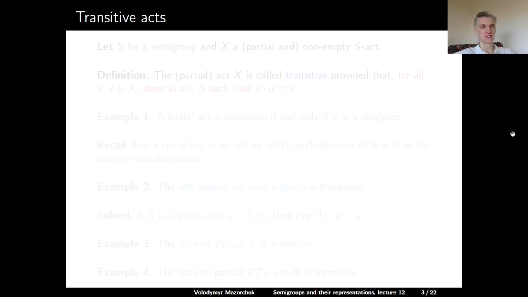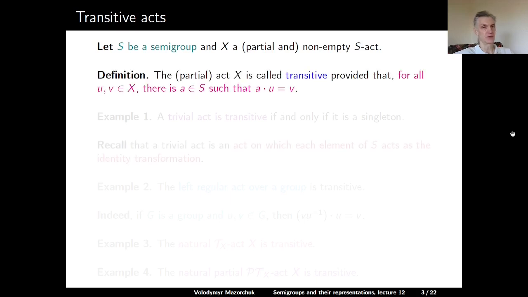Now we can define transitive acts. Let S be a semigroup and X a partial and non-empty S-act, or a total but non-empty S-act. Definition: this act, or the partial act X, is called transitive, provided that for all elements u and v in X, there is an element a in S such that applying a to u we get v. So from any element to any other element we can get by using the action of our semigroup.